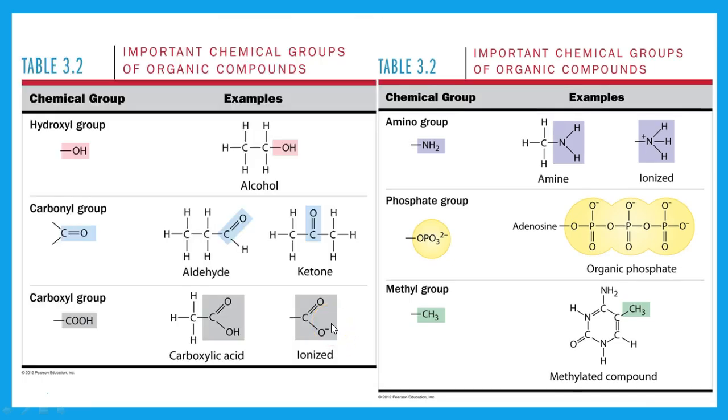So here's just another diagram showing you a kind of summary of all of these functional groups. This table is from your book in chapter 3, so you can look at that and see those if you need to look back at those. But these are important ones that we'll see over and over again in lots of different compounds we talk about. So hydroxyl, carbonyl, carboxyl, amino, phosphate, and methyl. You should be able to recognize those when you see them.